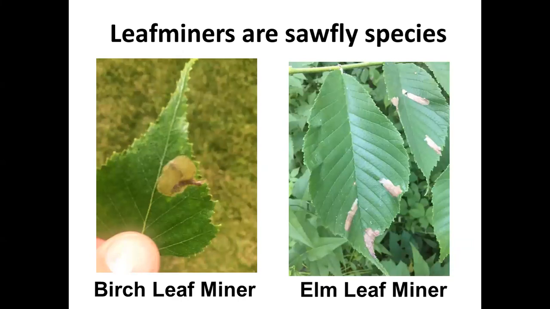But what a leaf miner is, is a sawfly species that instead of feeding on the tissue in whole, just eats in between the upper and lower surfaces of the leaf. So on an elm leaf miner, you'll see these dead, grayish-tan patches in there.